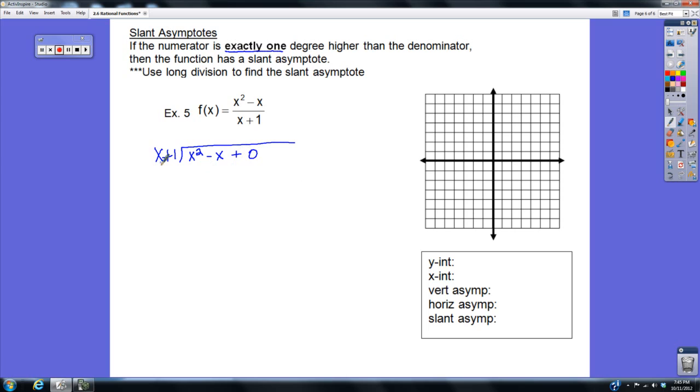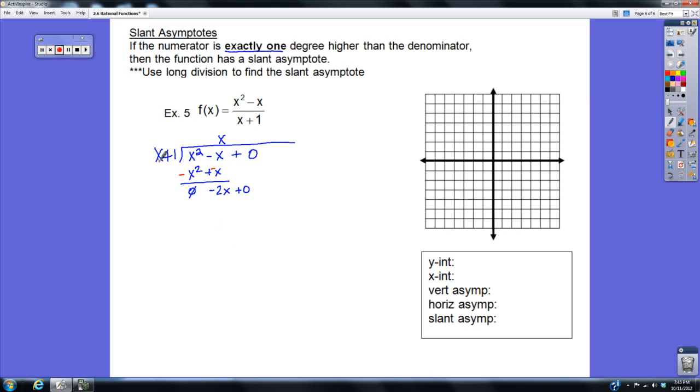How many times will x go into x squared? Well, it'll be x times, so x times x is x squared. X times 1 is positive 1x. Draw your line and subtract. And I like to show a different color here when I'm subtracting. So combine those down. Those are gone. This is negative 2x. And bring down the plus 0. Start the process all over again.